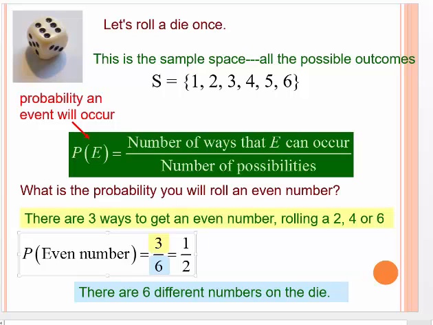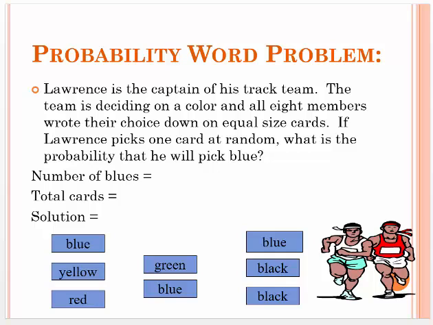Let's do 2 quick word problems, 2 more examples that'll help us. Here's a kind of silly example. Suppose this person, Lawrence, is the captain of his track team, and he wants to pick the color for his team. All 8 members of his team wrote down their choice on equal-sized cards. Here are the 8 cards they filled out: blue, yellow, red, green, blue, blue, black, black. If Lawrence picks a card at random, what is the probability he will pick blue?